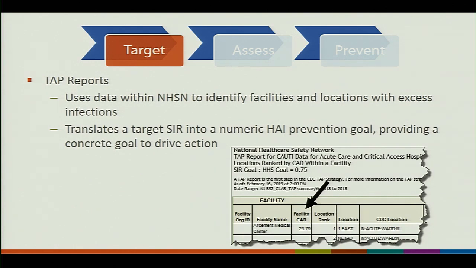All right, so TAP reports are going to use data within NHSN to identify facilities and locations with excess infections, where we're going to translate a target SIR into a numeric HAI prevention goal, providing a concrete goal to drive action. And all that means is we're going to take our SIR, we're going to create a target SIR based off of that, and from there, we're going to then show you how we can strive to reach that target SIR goal.